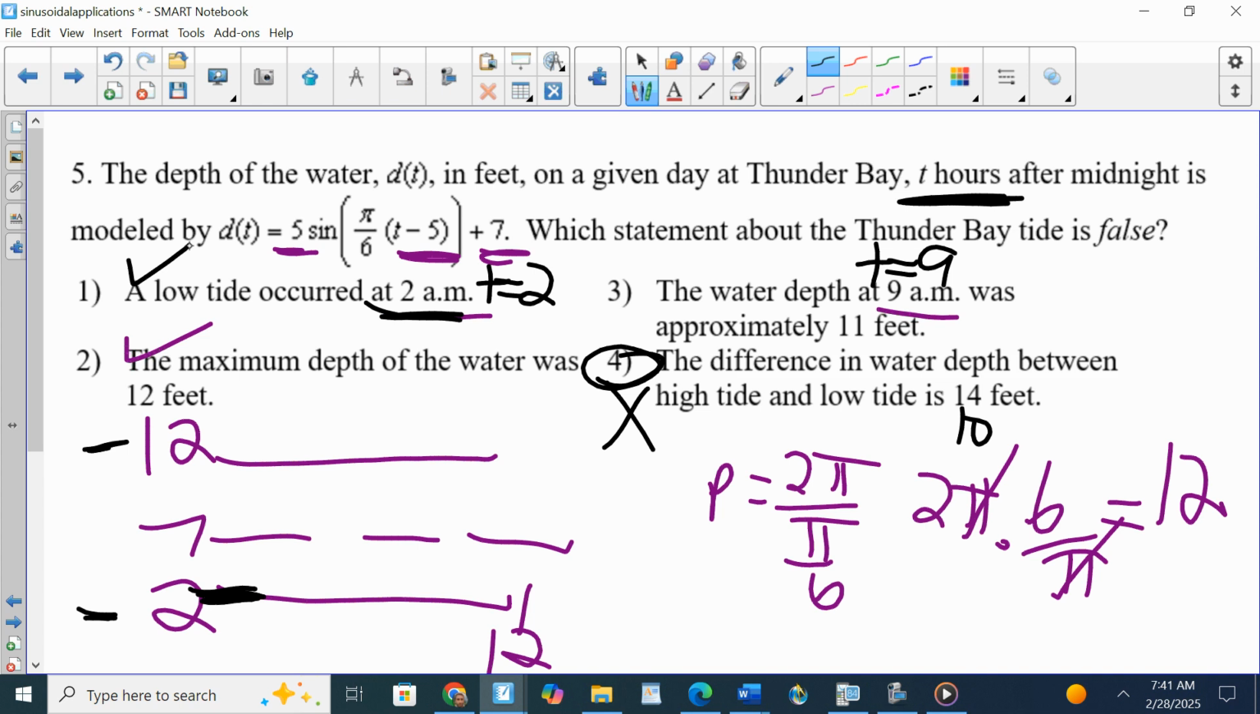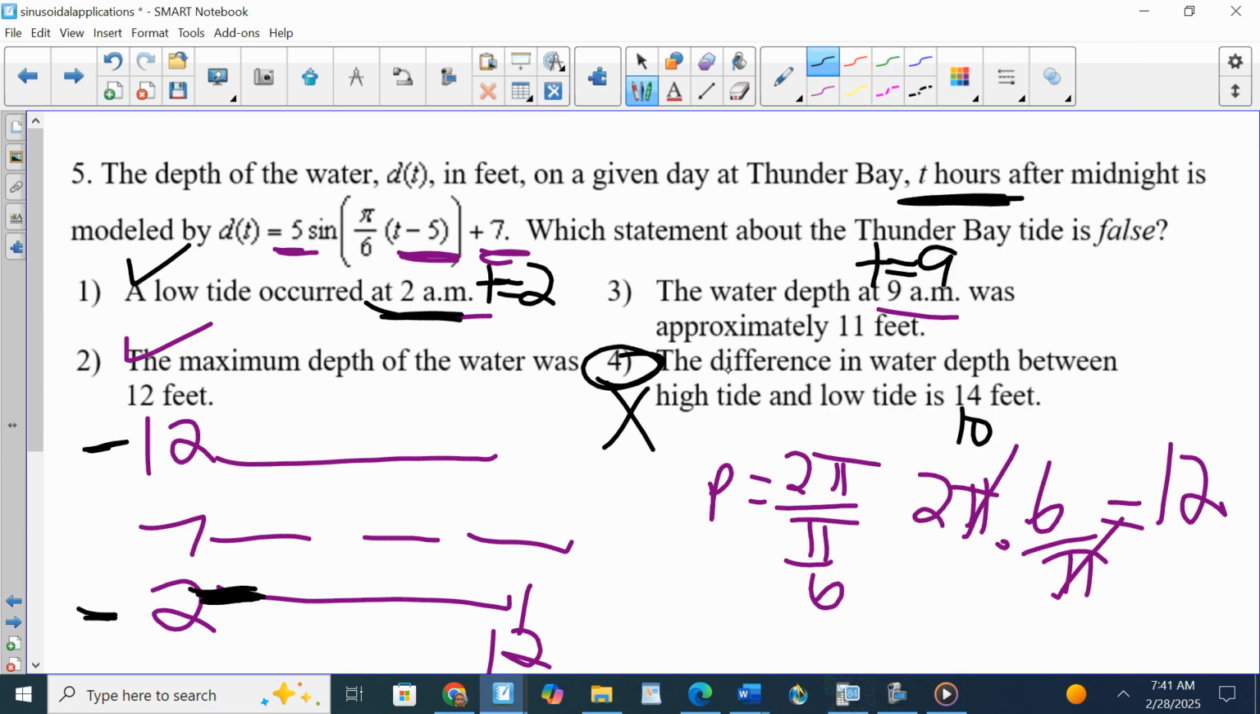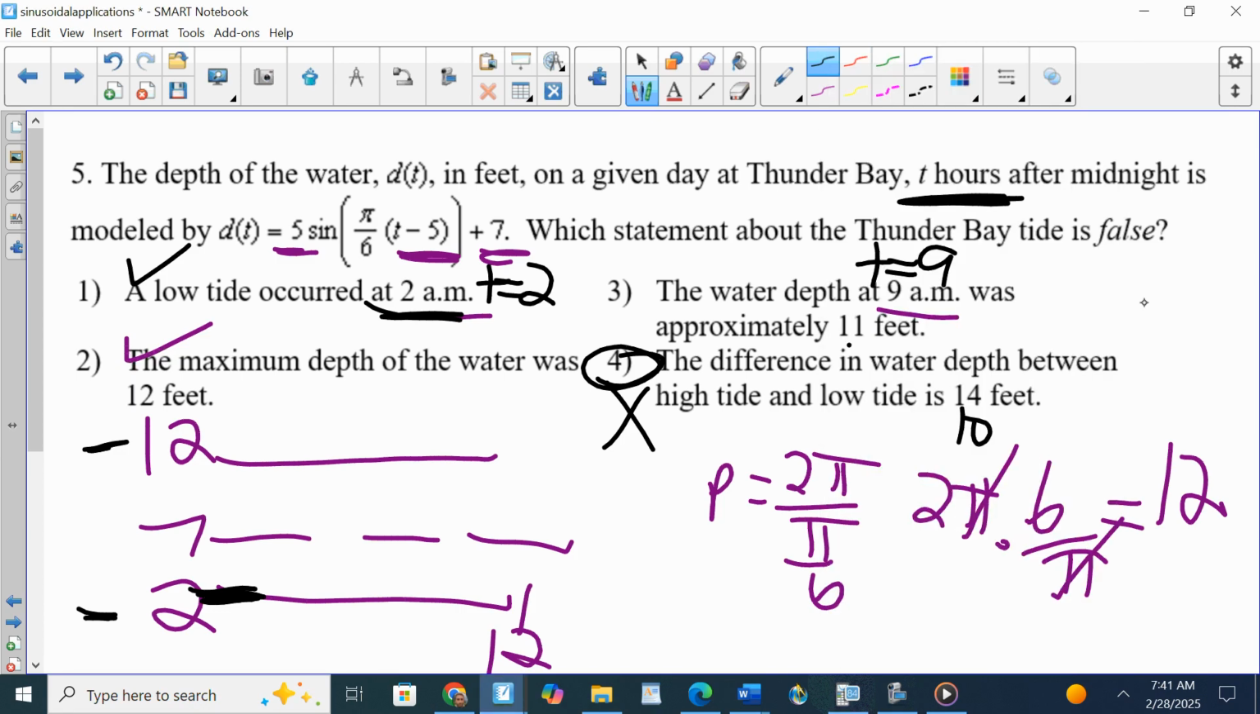So that is correct. And now 9 a.m., I can copy and paste that. So t is going to be 9 at 9 a.m. I got 11.3. It's approximately 11 feet. Yep, it's 11.3. So that's how I would determine if those are correct. If it's giving you a time, it's giving you t. You just substitute that value in for t. You didn't need to do that because it was very clear that choice 4 was wrong once I made my little picture.